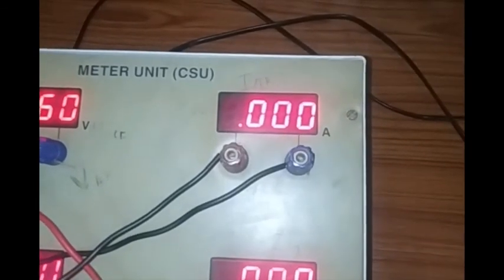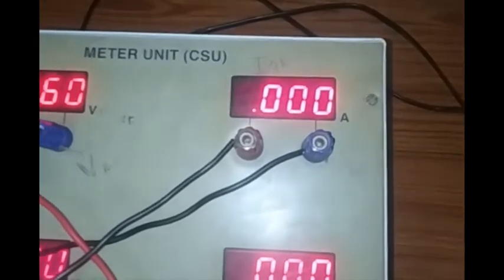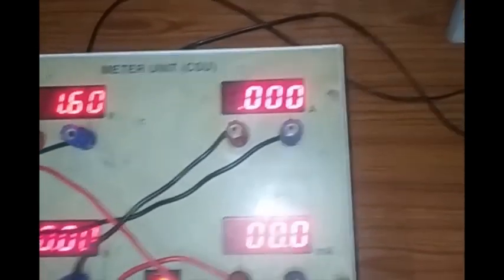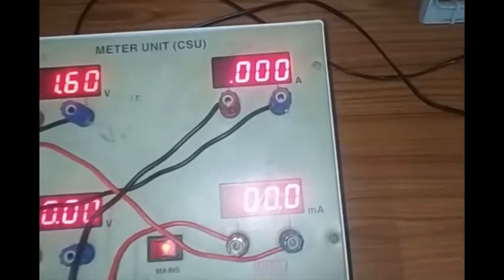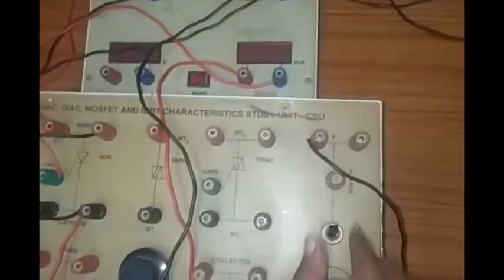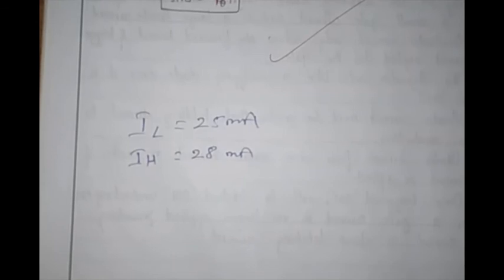So it was around 0.012 ampere, means 12 milliamps you have to take. So IH is 12 milliamps and IL is 25 milliamps. Then you have to turn off the kit. Okay, what we observed is IL we got 25 milliamps, and while varying for IH you have to do it very slowly so that IH should be less than IL.